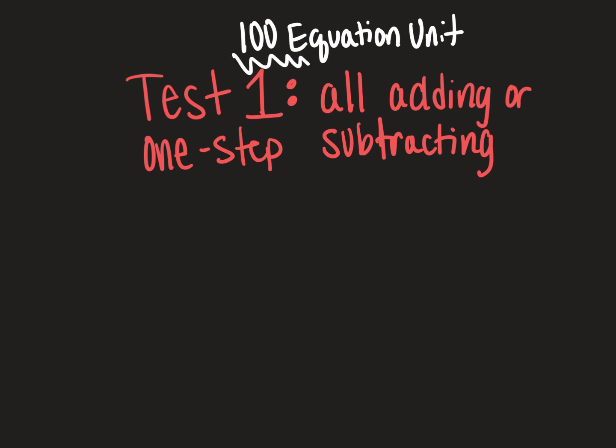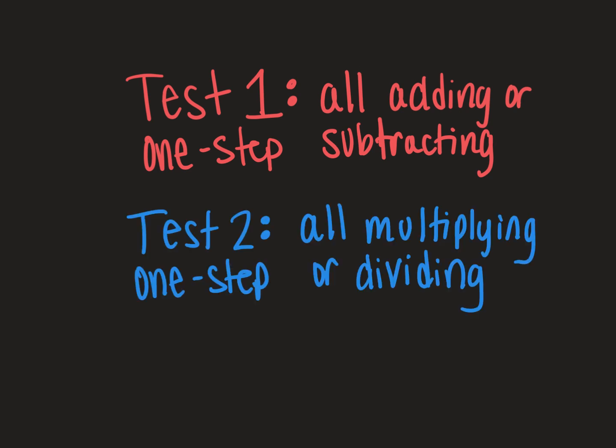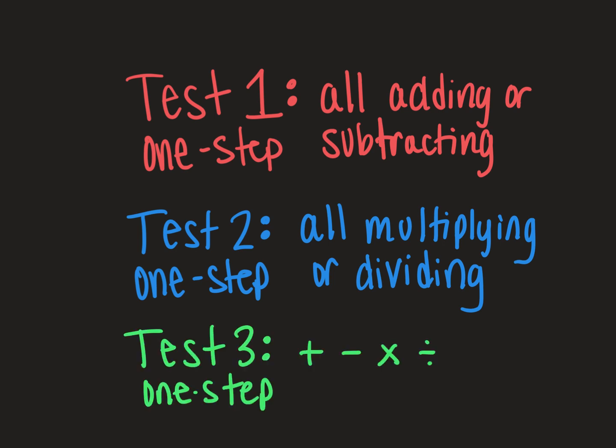For your equation unit, test number 1 has 10 questions. They are all one step, and they can be solved by either adding or subtracting. Test number 2 also has 10 one-step equations. All of the equations can be solved by either multiplying or dividing. And test number 3 has 10 one-step equations, and those are a mixture of adding, subtracting, multiplying, and dividing.